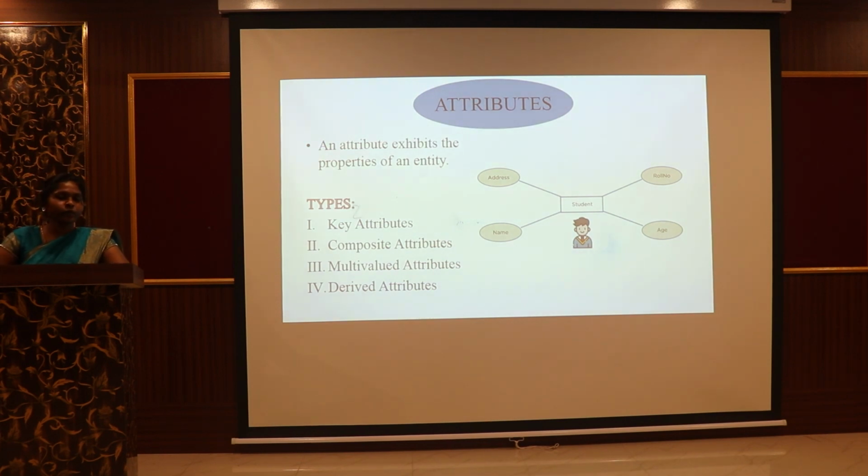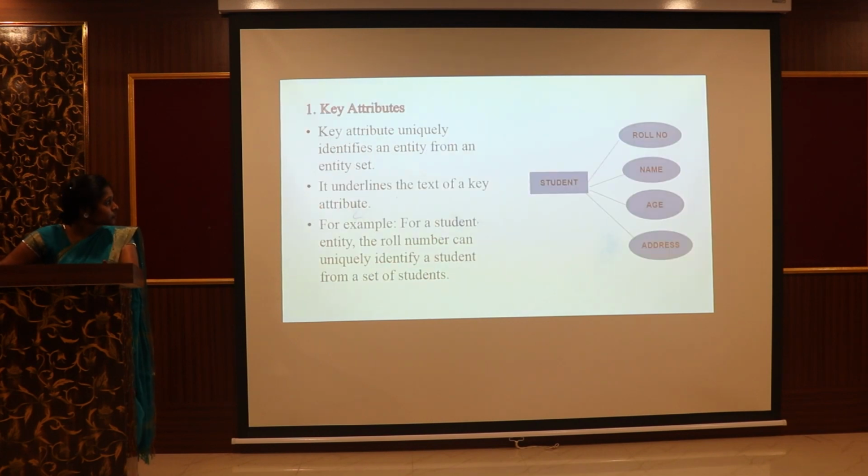And the types of attributes, we have four types: key attributes, composite attributes, multi-value attributes, and the last one, derived attributes. The first one is key attributes. What are key attributes? They uniquely identify an entity from an entity set. A student has a lot of things, right? Address, which department he belongs to, IT department, which section he belongs to, A or B section. But he has a unique identity, that is the roll number. So roll number comes under key attributes, an example for key attributes.